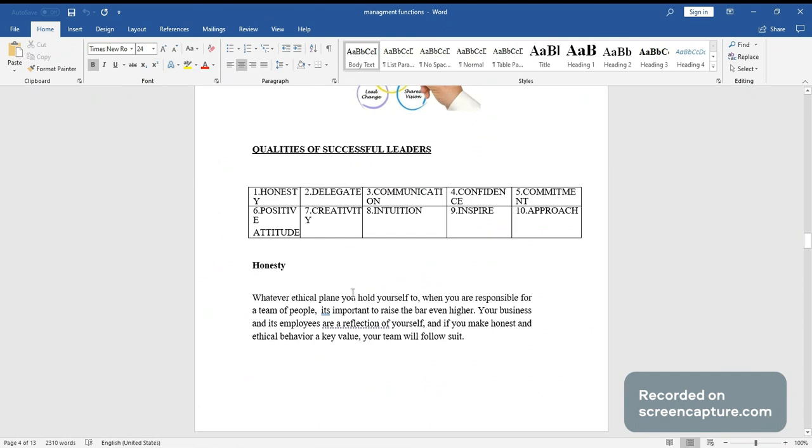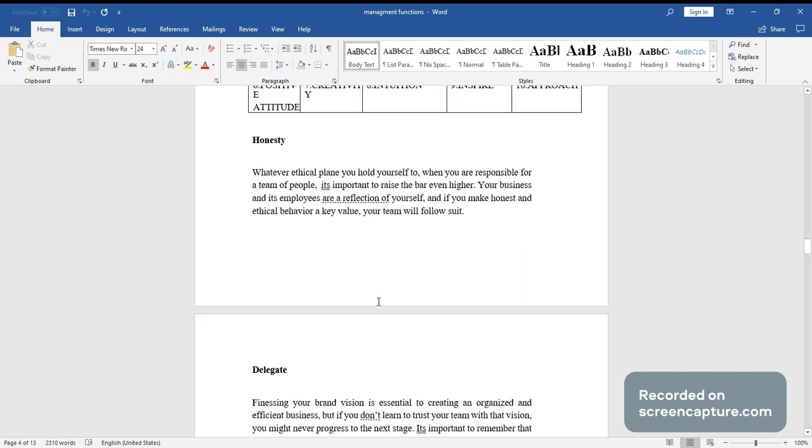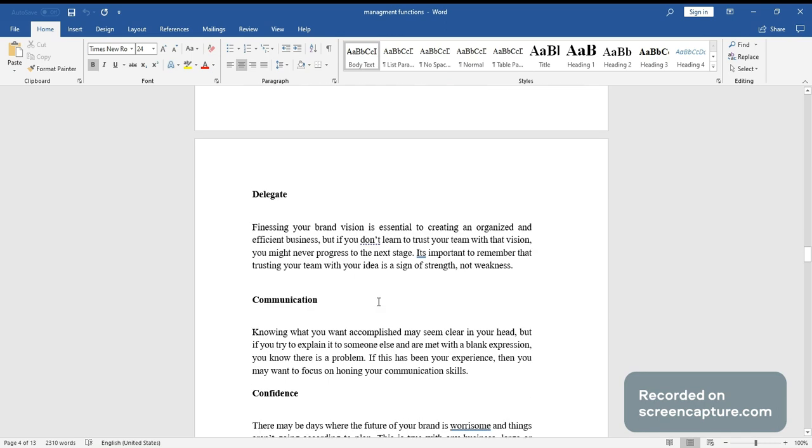Honesty is an ethical principle. Hold yourself accountable. You are responsible for a team of people. It is most important to set the bar high for your business. Your employees are a reflection of yourself. If you show honest and ethical behavior and keep those values, your team will follow that.